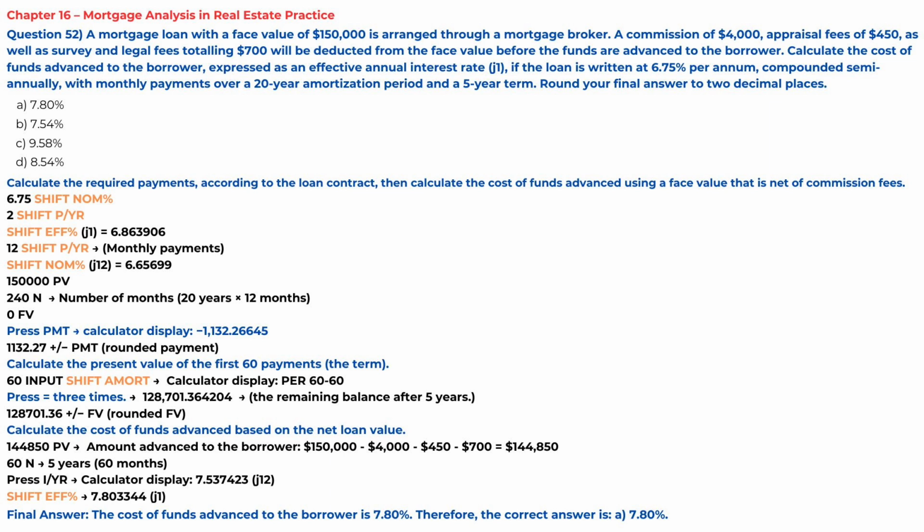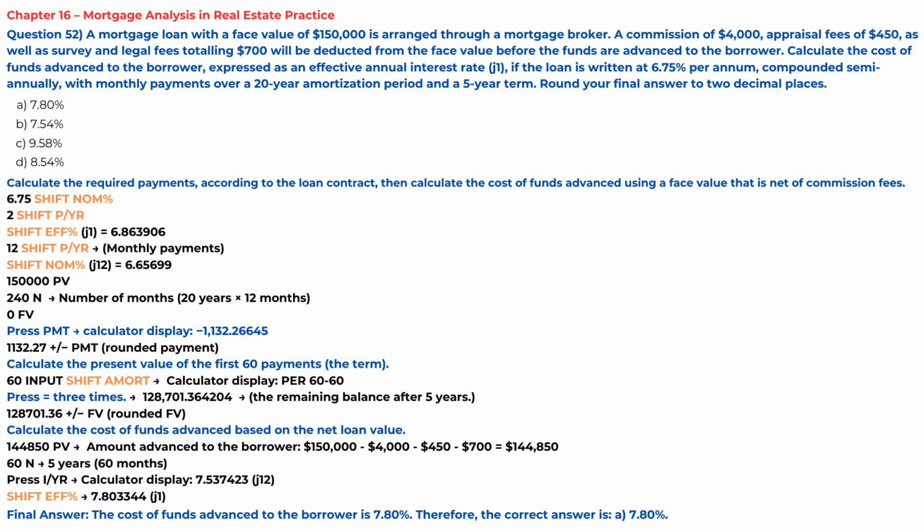144,850, which is the amount advanced to the borrower. We got it by $150,000 minus 4,000 minus 450 minus $700, which equals 144,850. 60 N, 5 years times 12 months. Press I/YR, calculator displays 7.537423. That is J12 equals 7.537423.